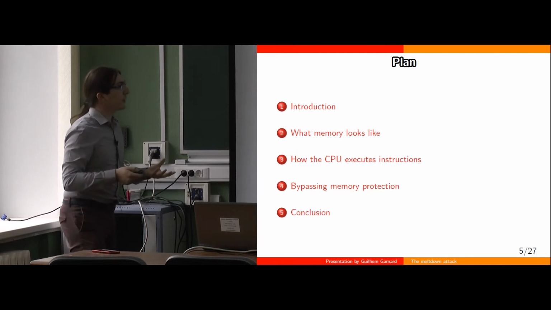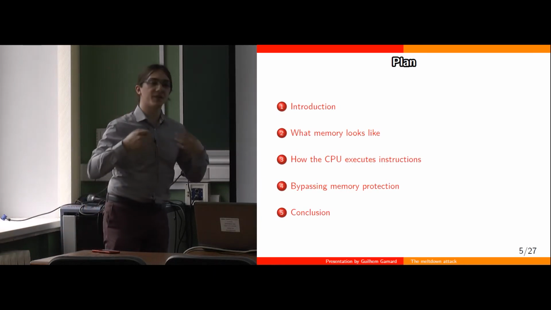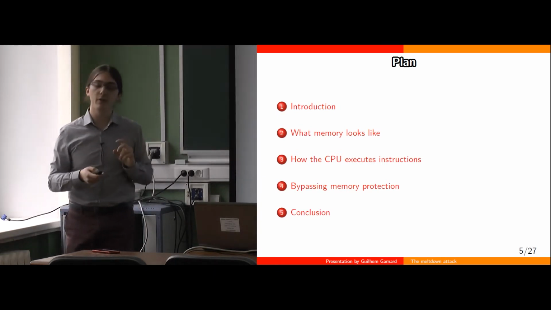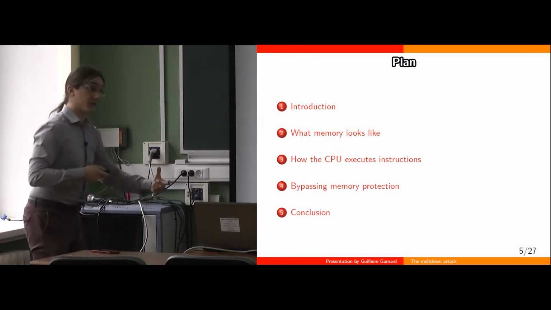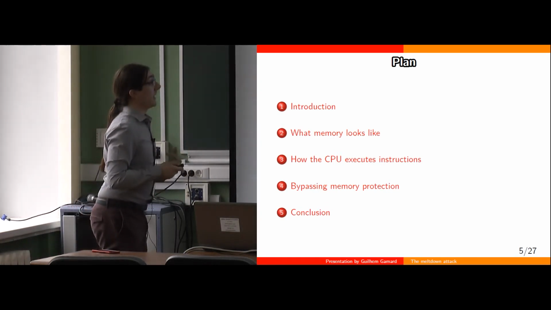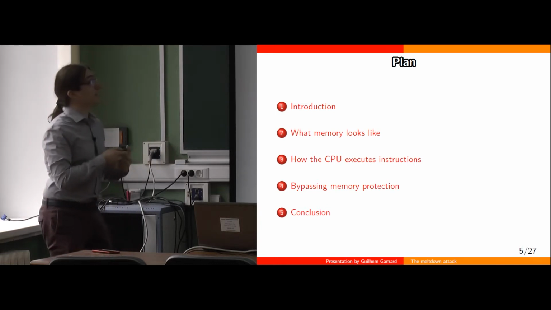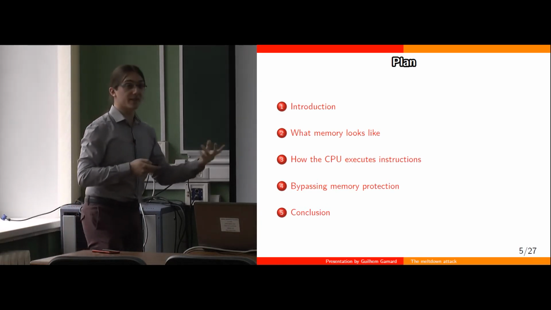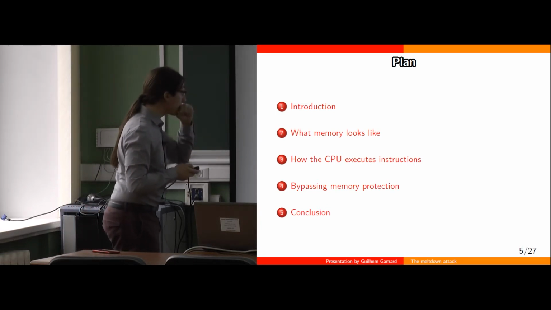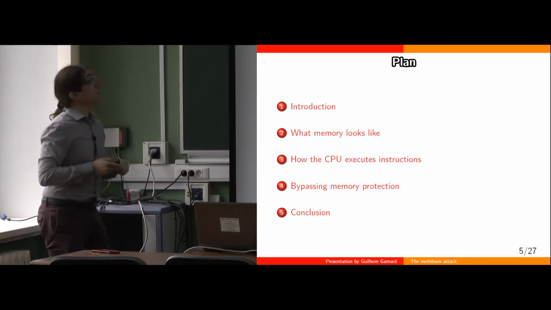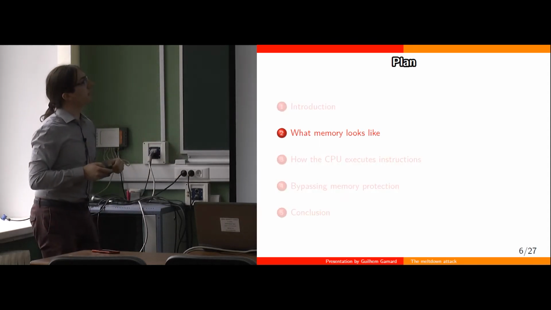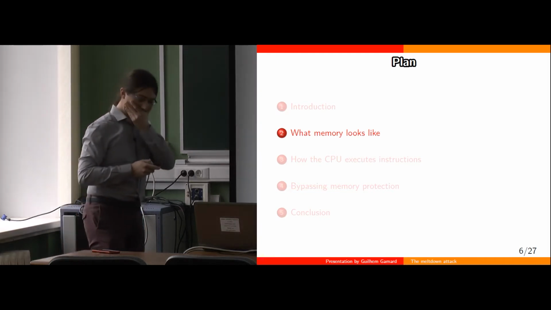Then when we understand how memory works, we also need to understand a little bit how a CPU, typically an Intel CPU, executes the instructions that we give to it. And then we will combine the ingredients that we collected in these two sections to bypass what is called memory protection. All right, so that's a bit of work. Let's start with memory.